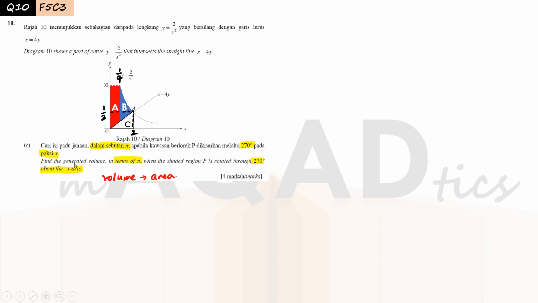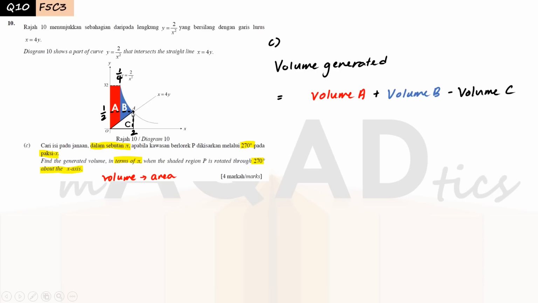So now, to find the volume, we are going to use the same method as in part B, which is we are going to find the volume of these two areas first, A and B, and add them up together, and then subtract the volume generated from area C. So it's similar to part B. And here we are not rotating one cycle, because one cycle is 360.